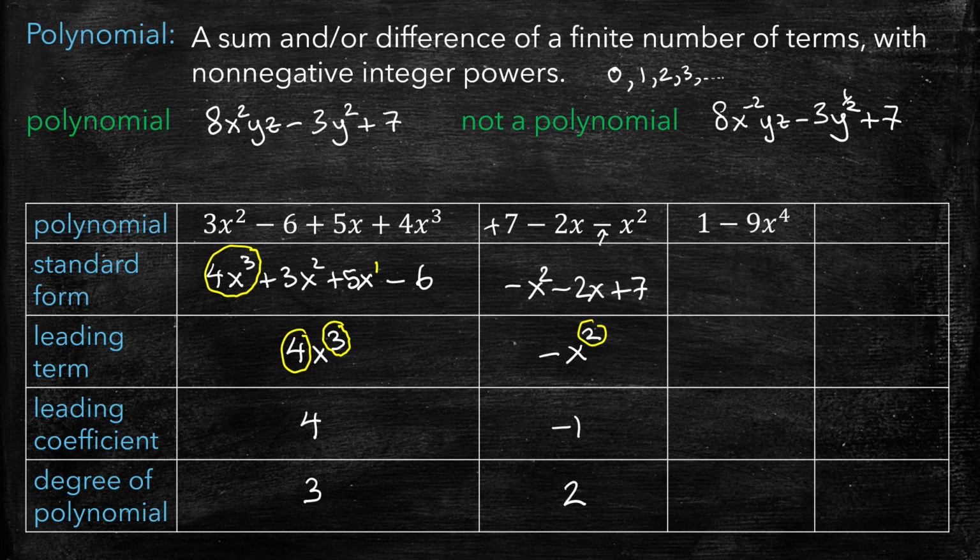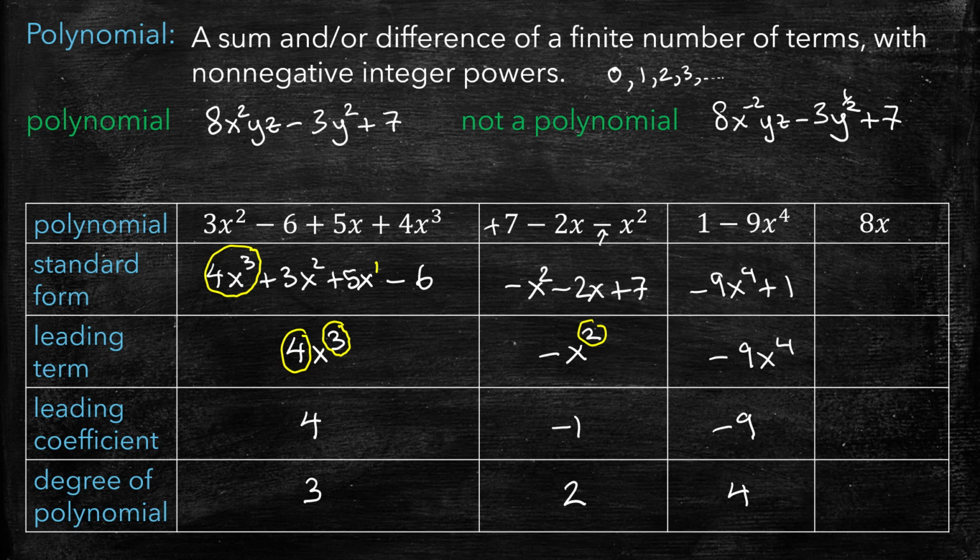Let's do another example. 1 minus 9x to the fourth. So that would be minus 9x to the fourth plus 1. The leading term, negative 9x to the fourth. Leading coefficient, negative 9. Degree of the polynomial, 4.